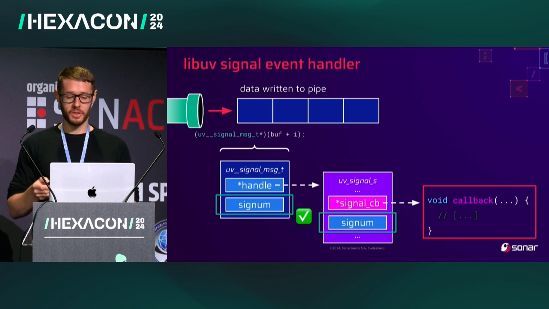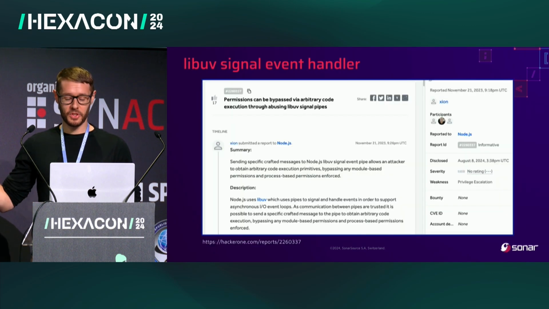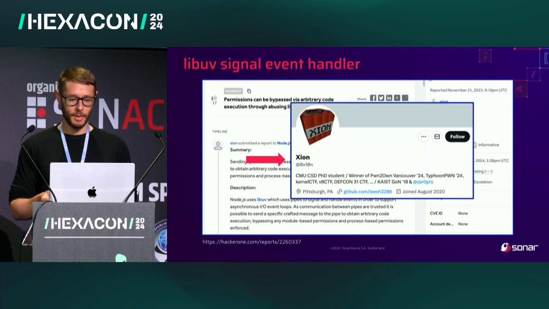And in fact, after we had turned this into code execution, we learned that somebody else had also independently noticed the potential security impact of this. Just recently, HackerOne disclosed this report: Permissions can be bypassed via arbitrary code execution through abusing libuv signal pipes. The scenario described here is a little bit different, but it also uses the same pipe event handler. In this case, the opened file descriptor is leveraged from within a Node.js program to bypass any module and process-based permissions. So basically a sandbox escape. A huge shout out to the author of this awesome report, Xiangyan Li, aka Sign. This guy is doing incredible work.